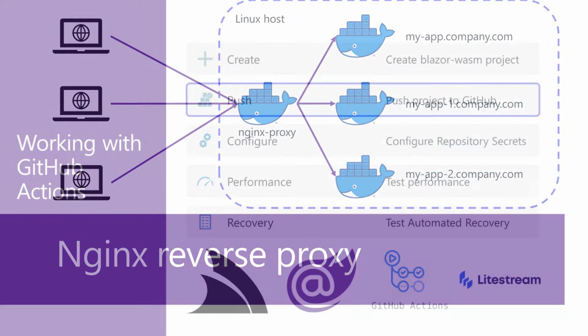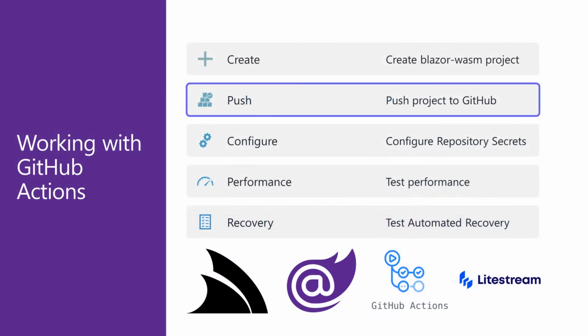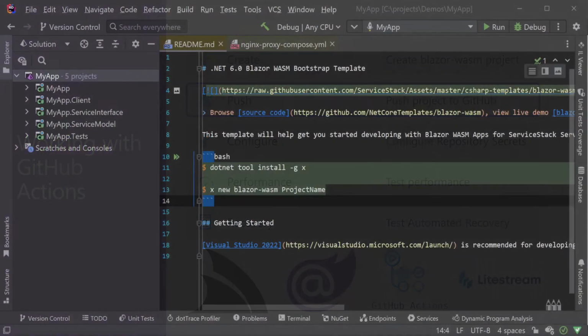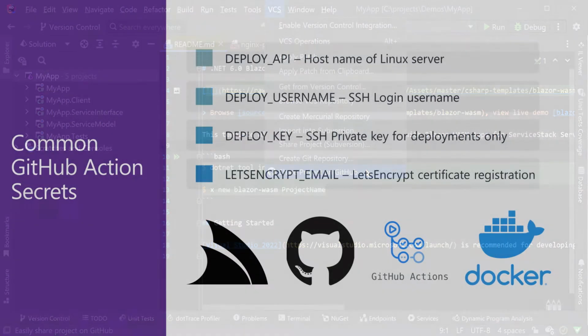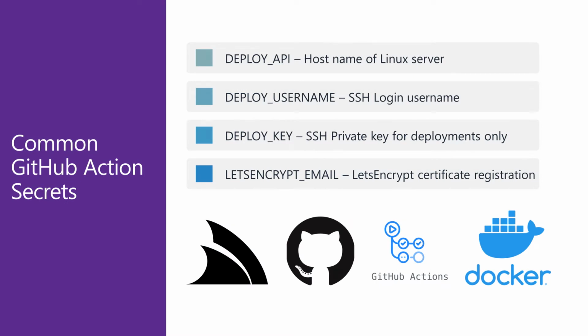Now that our Linux host is set up, let's get our project on GitHub so we can use GitHub Actions to deploy our application. The Jamstack templates all contain a common set of GitHub secrets that can be used with the provided GitHub Actions release step that will deploy our application.